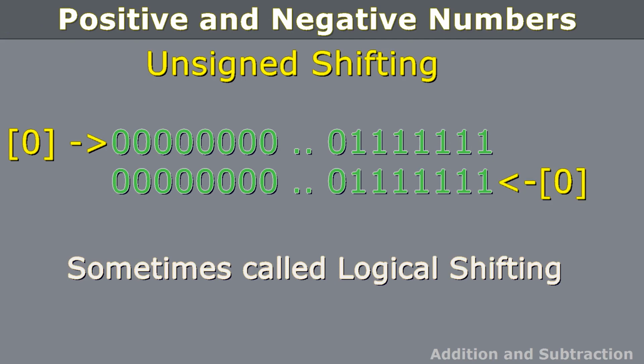We already talked about unsigned shifting. Unsigned shifting is sometimes called logical shifting because you push a 0 in from the most significant bit and all the bits move to the right and the right bit falls off and is discarded. Or you push a 0 in from the least significant bit and the most significant bit is discarded. There's nothing special about unsigned shift or logical shifting as they call it.